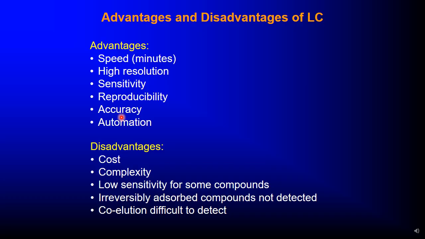The disadvantages: cost. Remember the mobile phase, the solvents, and many other things, and even the machines are not very cheap. Then complexity, because you have to know how to vary the mixture ratios of the solvents, and you need to really know how to choose the column. Then low sensitivity for some compounds, irreversibility of adsorbed compounds not detected, and co-elution is difficult to detect.